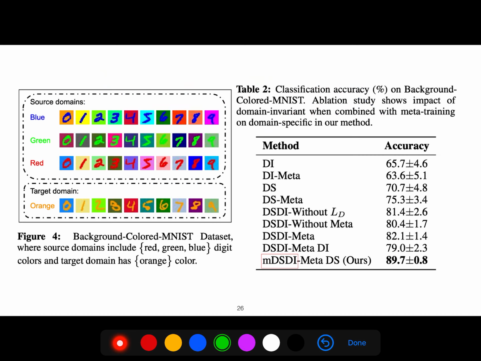For example, here they have source domains blue, green, and red. An unseen domain could be orange, and it can predict the unseen domain, which is this orange. It's very interesting that the space of unseen domains is so big, it's infinite. It's like zero-shot learning, but with some prior learning for domain generalization. So it's very interesting.